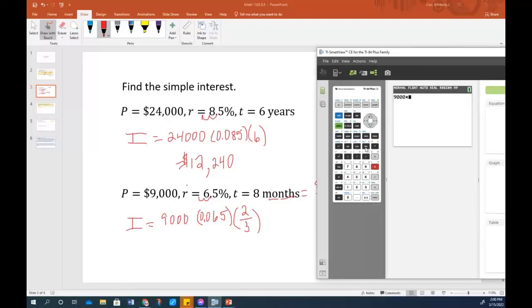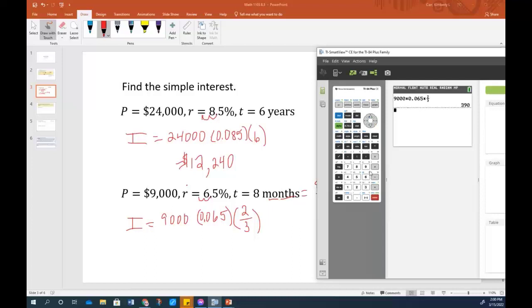I have 9,000 times, and this time I'm using times because it doesn't matter. You can do it either way. 0.065 times, and now I can use my fraction key. If you don't have a fraction key, you can do parentheses and do 2 divided by 3. I'll show you that. But I'm going to hit alpha y equals enter, because if you've got a graphing calculator, we want you to know how to use it as well as possible. So that's going to be 2, and then go down and 3. I'll go to the right to get behind that fraction, and then I can hit enter.